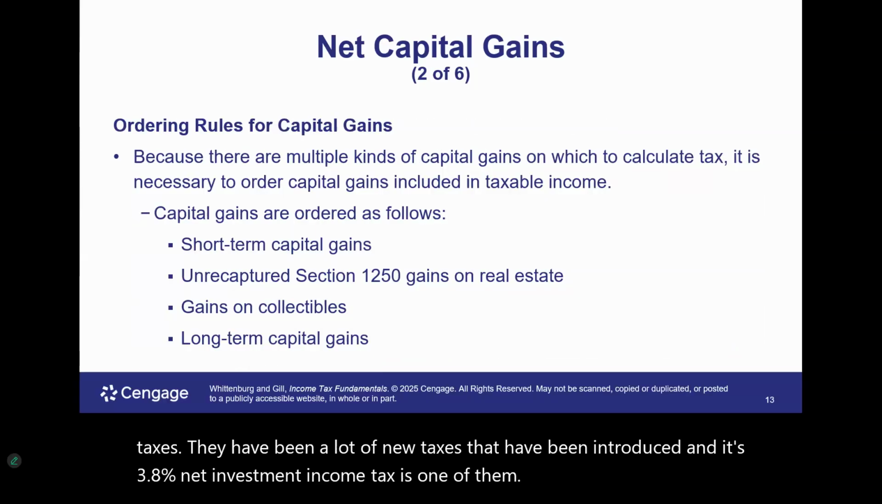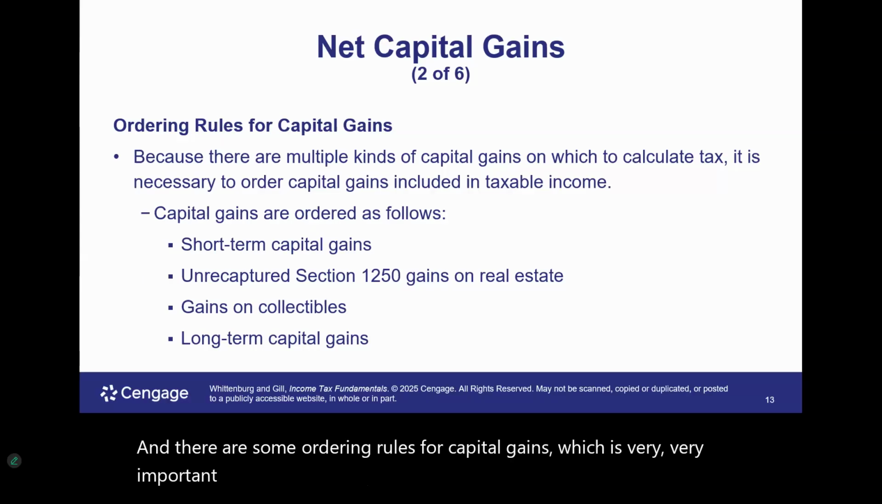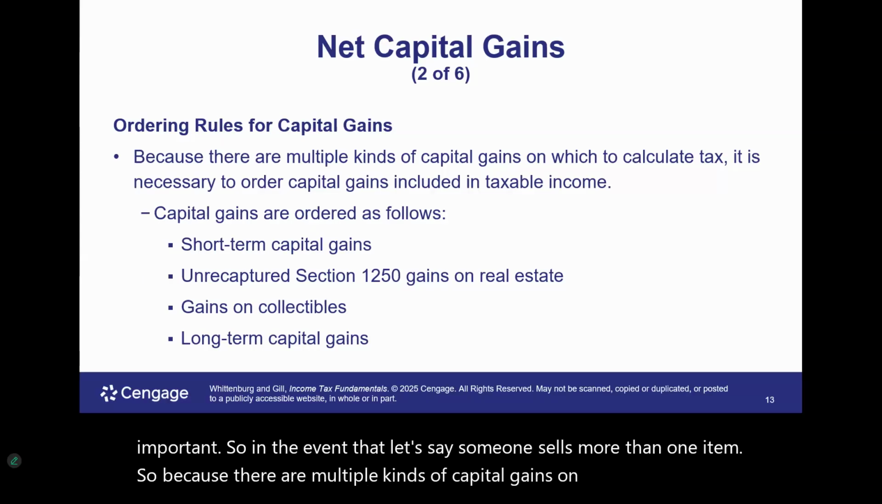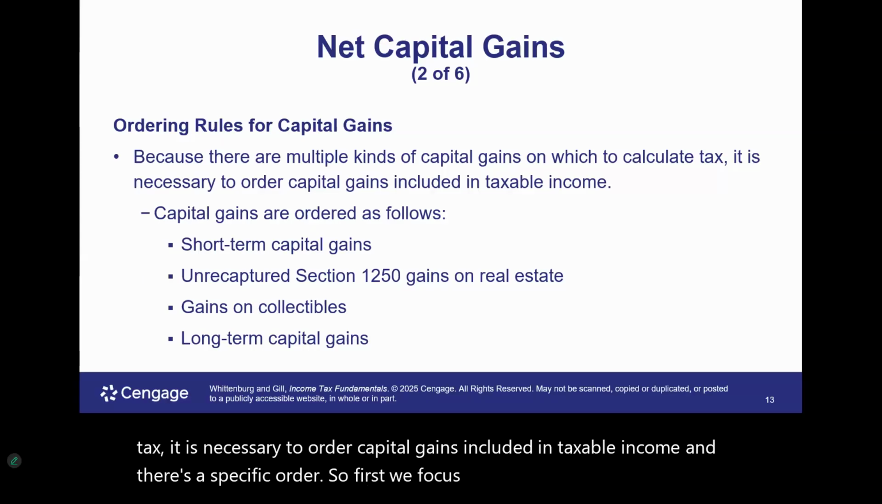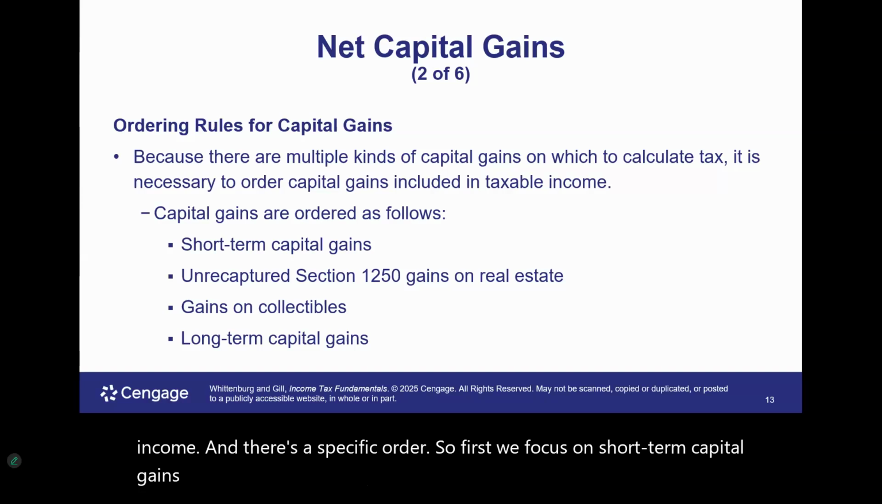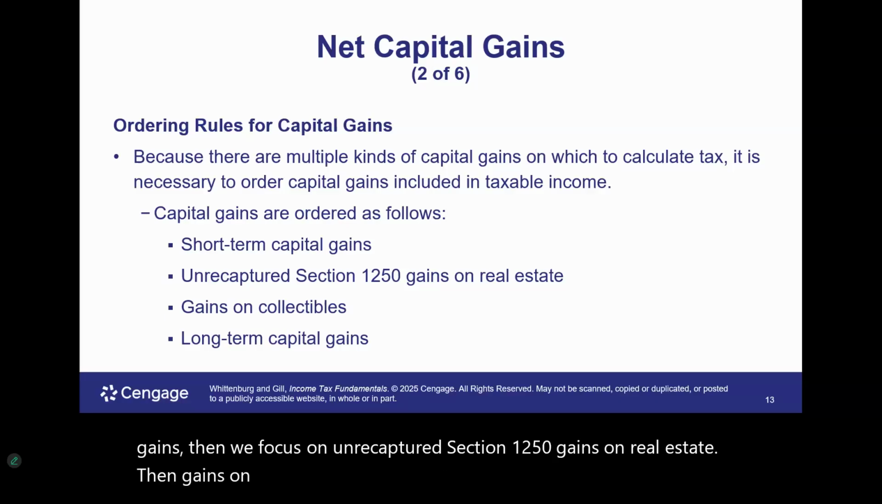And there are some ordering rules for capital gains, which are very, very important. In the event that, let's say, someone sells more than one item, because there are multiple kinds of capital gains on which to calculate tax, it is necessary to order capital gains included in taxable income. And there's a specific order. So first we focus on short-term capital gains, then unrecaptured Section 1250 gains on real estate, then gains on collectibles, and then we have long-term capital gains.